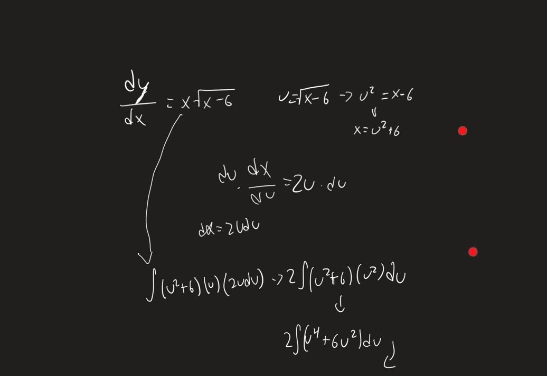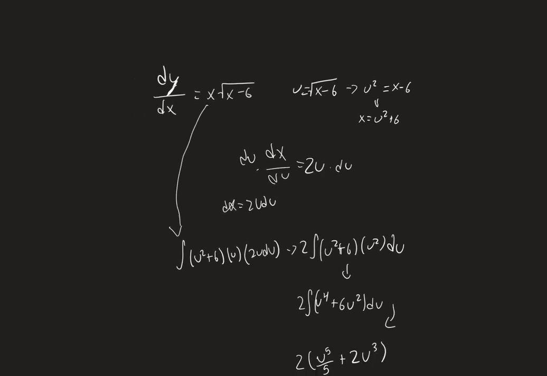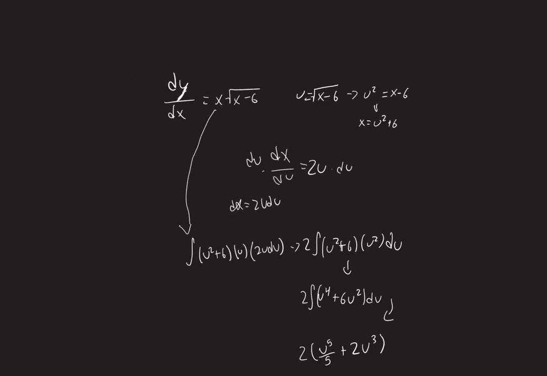Okay, so this question is asking to solve this differential equation dy over dx is equal to x times the square root of x minus 6. Here, you can use u substitution and make u equal to the square root of x minus 6. If you square u, you'll get that it is equal to x minus 6, and you can rewrite it to have x equals u squared plus 6.